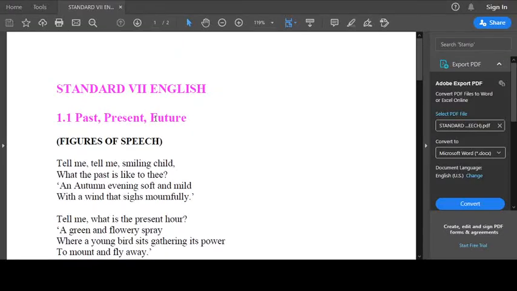Standard 7th English, Lesson number 1, Past, Present, Future. Students, today we shall do the poetic device of the poem Past, Present, Future. Now let us look at the figures of speech.